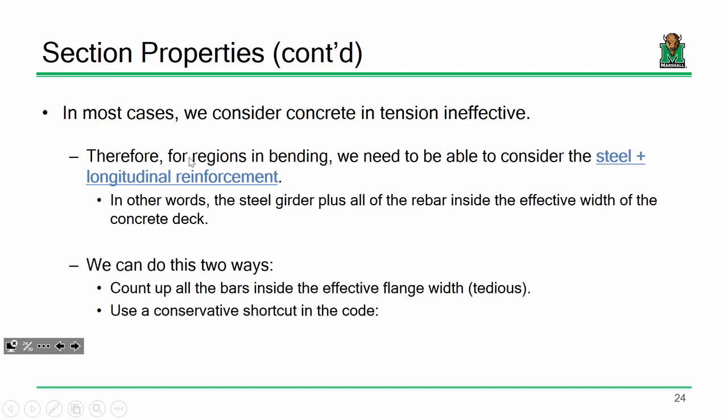Now, we can do this two ways. We can break out the bridge plans, start cutting up the flange width, and literally count every single bar, and then try and do that? No, I'm not doing that. I'm going to come up with a little bit of an easier way of determining that section, and I'm going to do it by looking in the code.